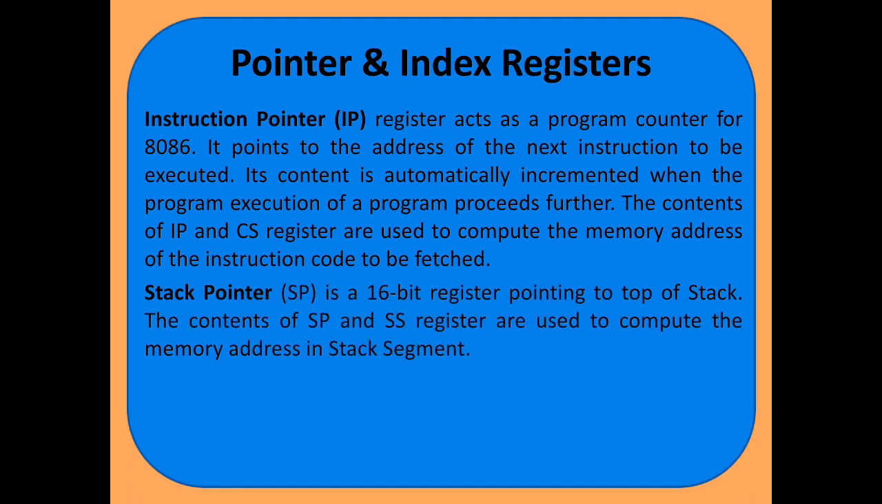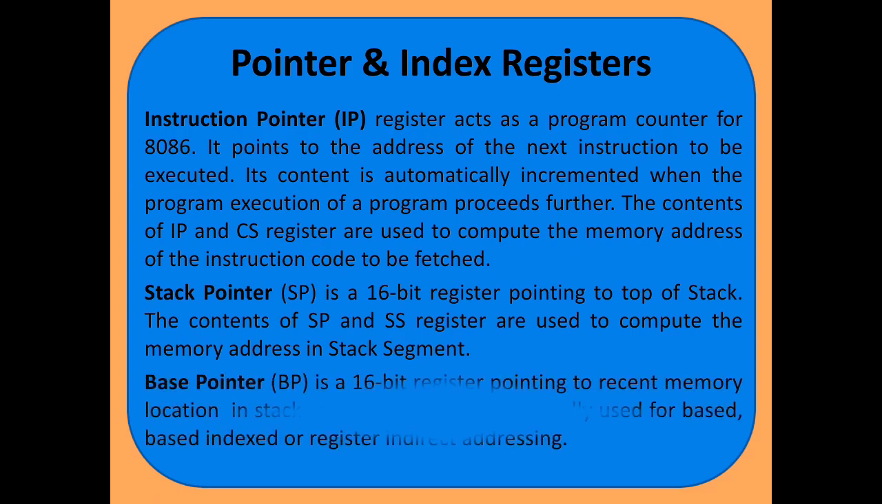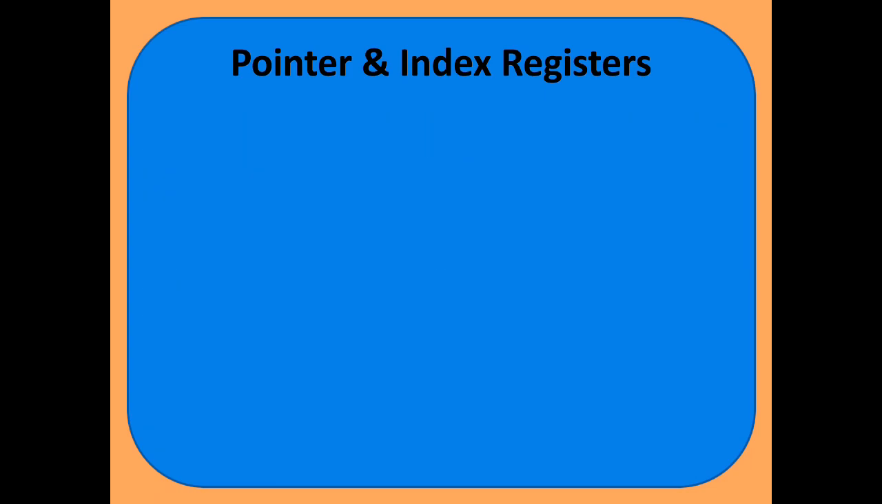Coming to the stack pointer, it is a 16-bit register which always points to the top of the stack segment. To calculate the current address that we have in the stack segment, we use the stack pointer and the stack segment register. Coming to the base pointer, it is a 16-bit register which points to a recent memory location in the stack segment. The base pointer is usually used for base index and register indirect addressing modes.